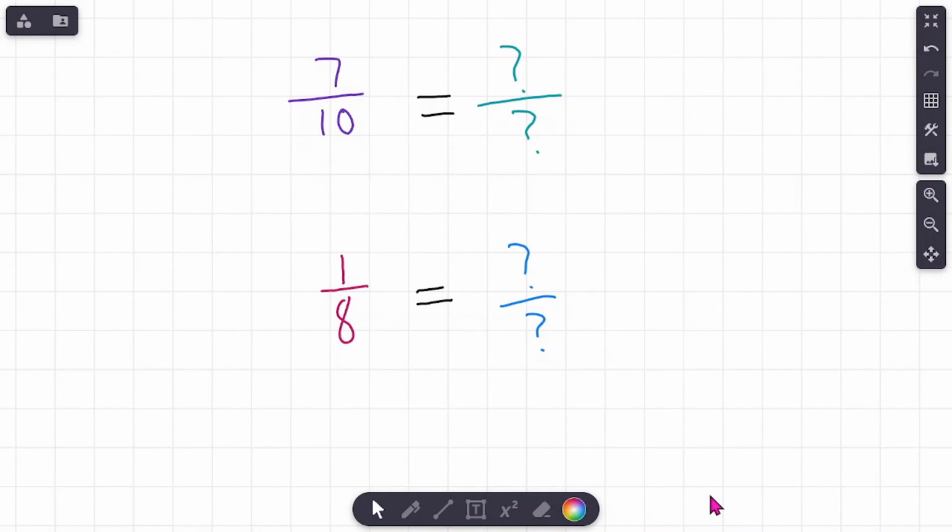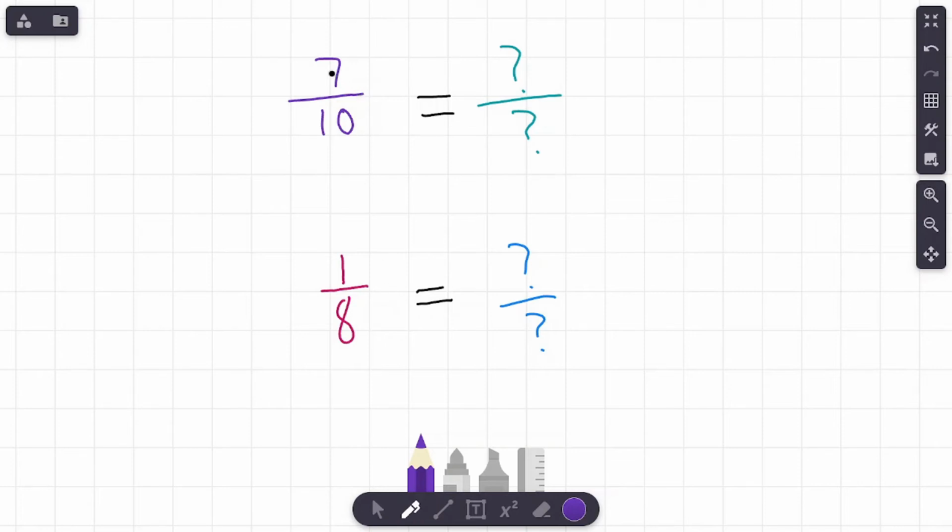I went ahead and put both of these problems on the screen at the same time. The first problem I'm going to focus on is the top one, 7/10, and then we'll worry about 1/8. Feel free to pause me and get started on both of these on your own and then join me as I do them.